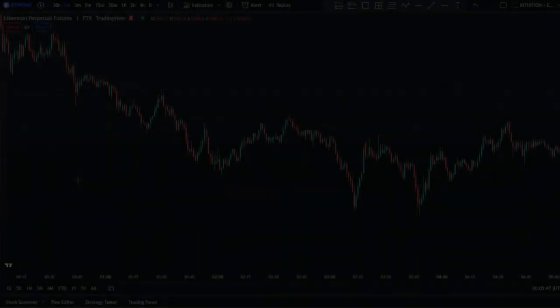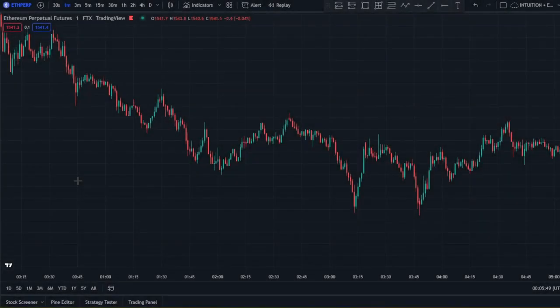Yo guys, welcome back to another video on TradingView, and for this video I'll be showing you guys a very powerful 93.2% 1 minute scalping strategy that involves the use of 3 indicators.